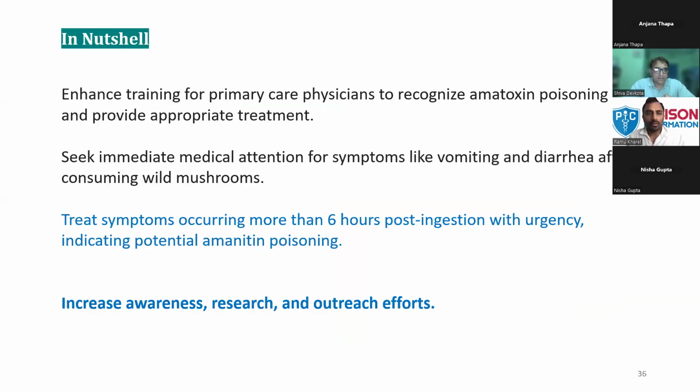And in a nutshell, what I realized is that we need to enhance training for primary care physicians to recognize hepatotoxin poisoning and provide appropriate treatment. We need to seek immediate medical attention for symptoms like vomiting and diarrhea after consuming wild mushrooms, and treat symptoms occurring more than 6 hours post ingestion with urgency, indicating potential amanitin poisoning. And we need to increase awareness, research, and outreach effort.